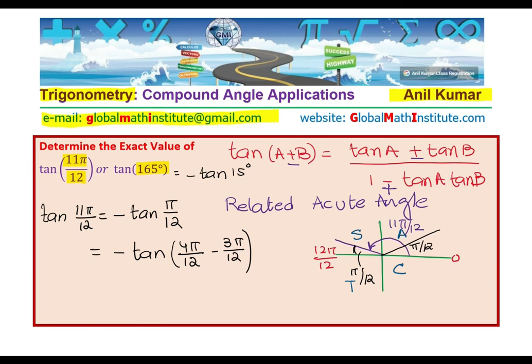So we could do this, right? So that is one way. 4 minus 3 is 1, right? So that could work fairly well for us. Now that is equivalent to tan of 4 pi by 12, which means pi by 3, minus pi by 4. Pi by 3 minus pi by 4, or you can write in degrees, 60 minus 45, right?